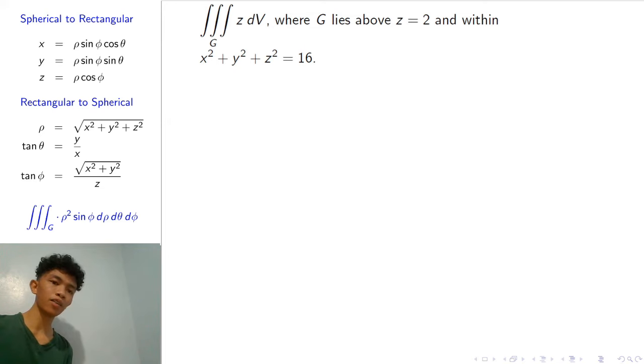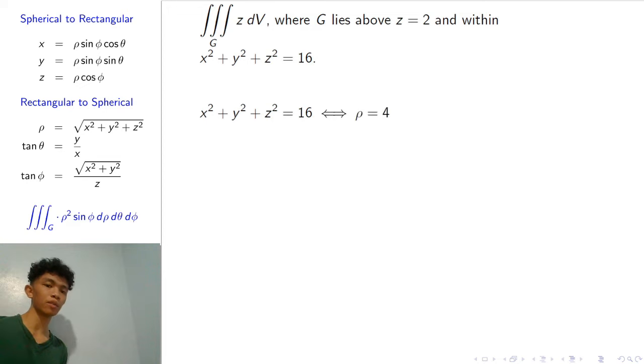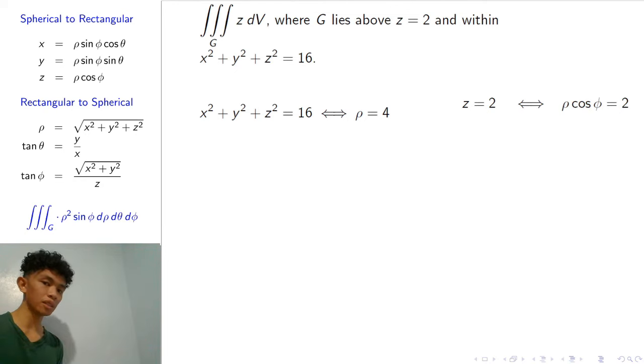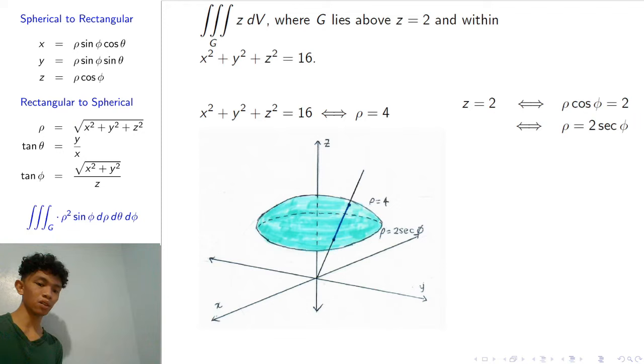Here, you have your triple integral of z over G, where G lies above the plane z equals 2, and within the sphere x squared plus y squared plus z squared equals 16, which is just equivalent, as we all know, to rho equals the radius 4. Now, for the plane z equals 2, we take a look at the conversion formulas. You get rho cosine phi for z, so this equal to 2 gives us our spherical equation for the plane, which is just rho equals 2 secant phi. So we'll look at the sketch of your solid G.